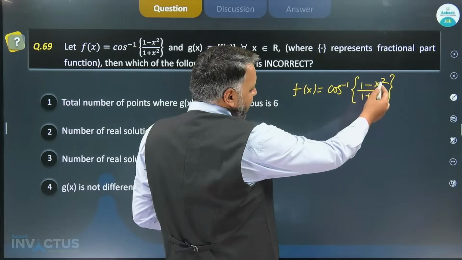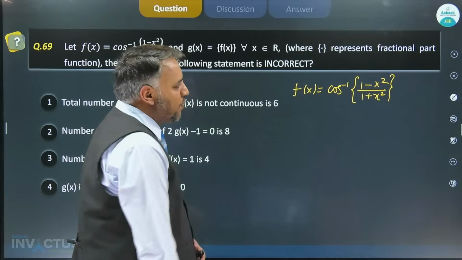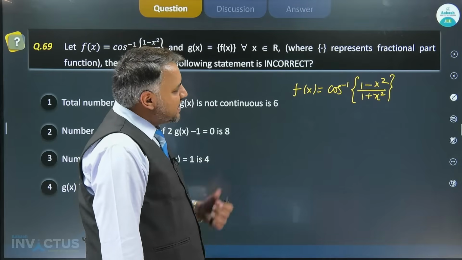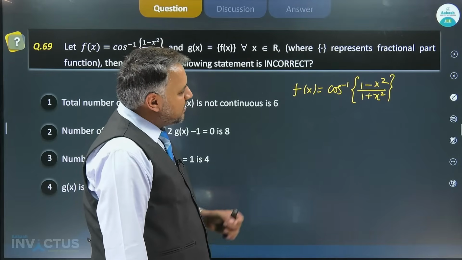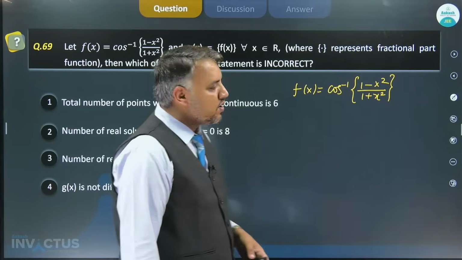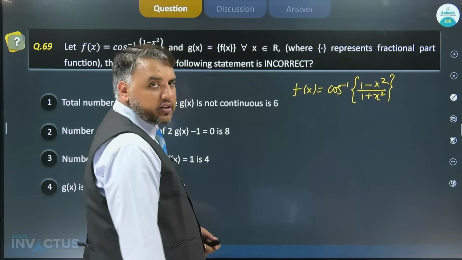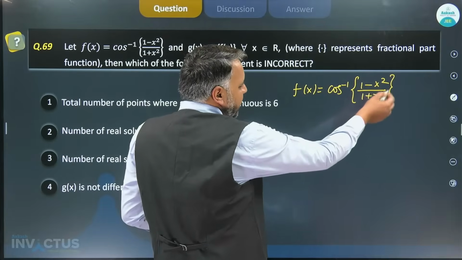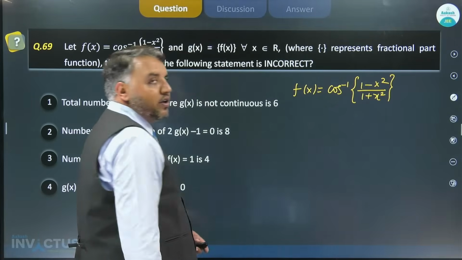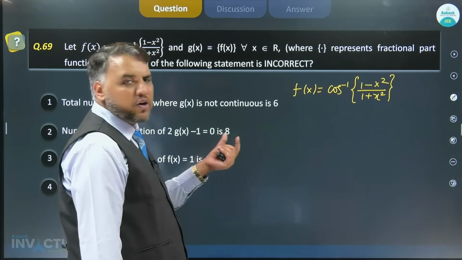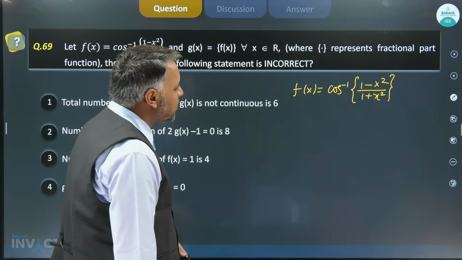Whenever x square is smaller than 1, this input is always positive, and this input will always be smaller than 1. So you can see that the fractional part of this quantity will be equal to the quantity itself whenever the quantity lies between 0 to 1. So the fractional part of x is equal to x whenever x lies between 0 to 1.